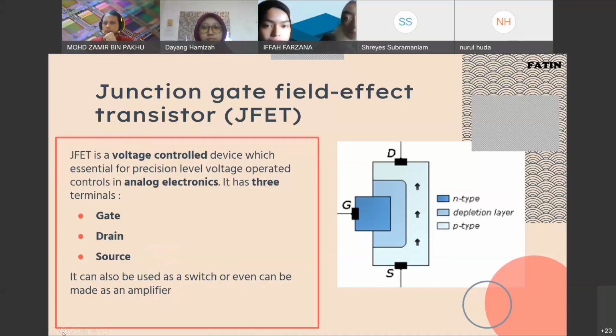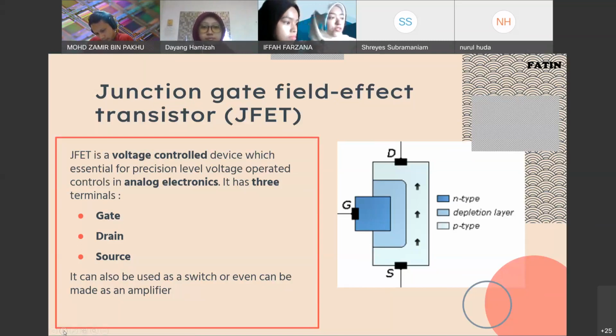Okay, our group will focus on JFET, which is a junction gate field effect transistor, a voltage-controlled device, which is essential for precision-level voltage operation in analog electronics. What is analog electronics? It is a combination of analog machines and analog media, which have the ability to record, measure, reproduce, and broadcast continuous information. Examples are record tape and record player.